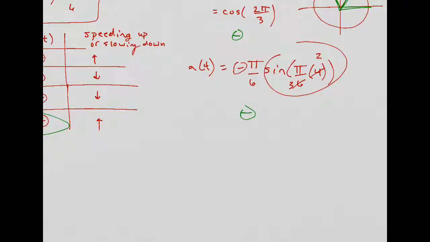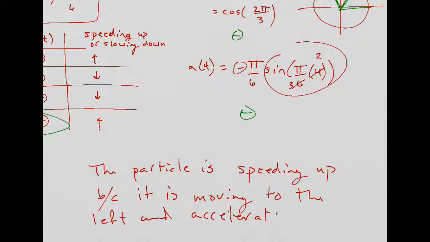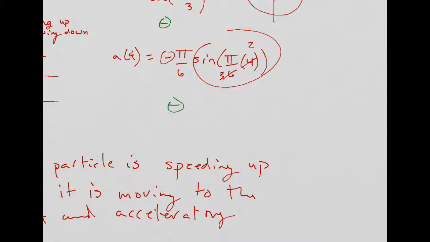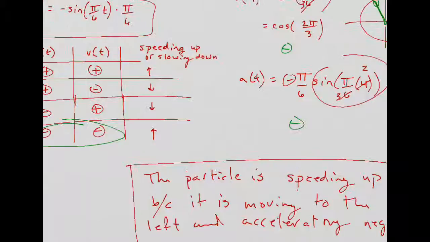So I would write that in a sentence. The particle is speeding up because it is moving to the left and accelerating negatively. And that's your reasoning. There you go. I'm done with part B and C.